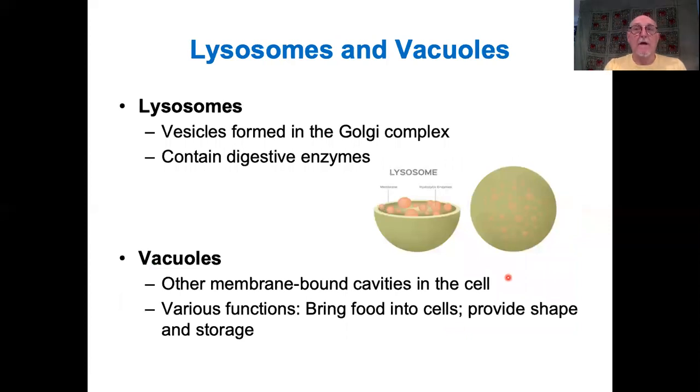Okay, so the next thing to describe, much more common in animal cells than in plant cells, are these organelles called the lysosomes. The reason for that is that the lysosomes are a particular type of vesicle which is formed in the Golgi complex and contains digestive enzymes.